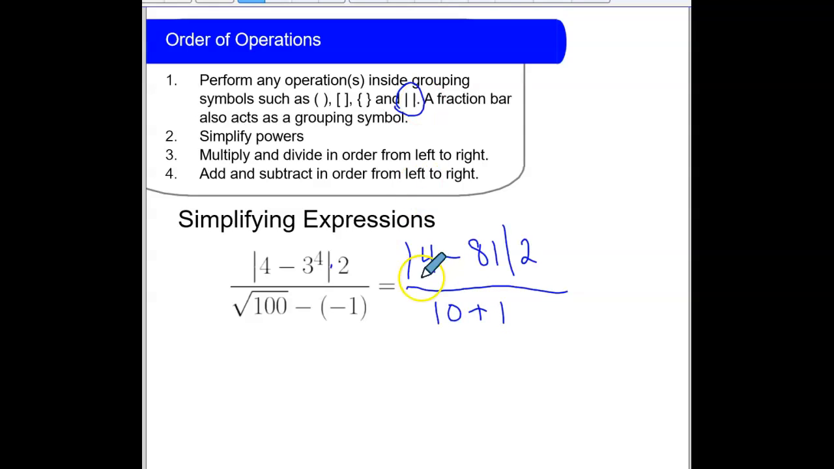So now I'm going to do 4 minus 81 because I still need to simplify in those grouping symbols. 4 minus 81, that's negative 77.